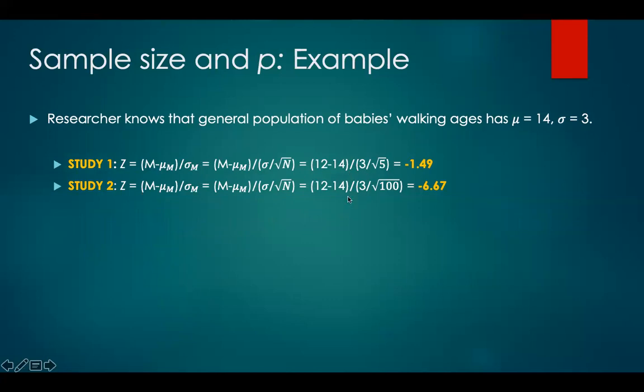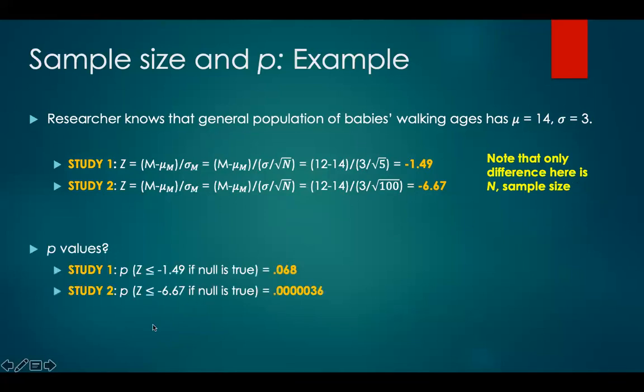Now, calculating the z for each of these, 12, our mean, minus the population mean of 14, divided by 3, our standard deviation, divided by radical sample size, gives us negative 1.49 for study 1, which had a sample size of 5, and for study 2, negative 6.67, which had a sample size of 100. Now note that the difference here is only in n, the sample size. Now what about the p-values?